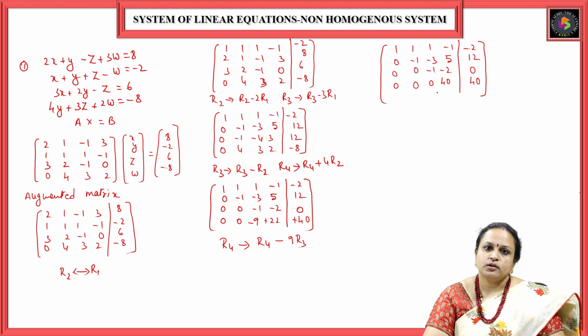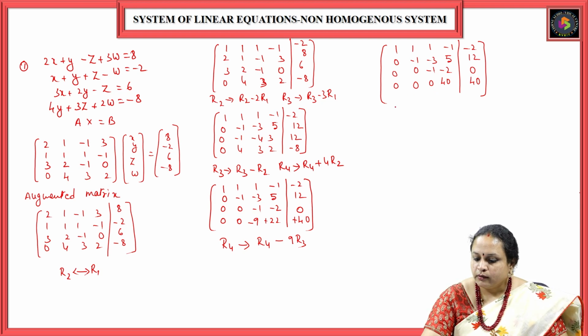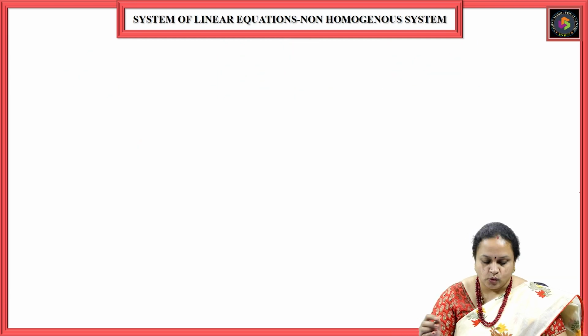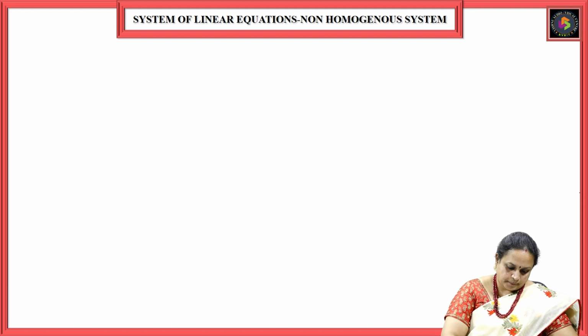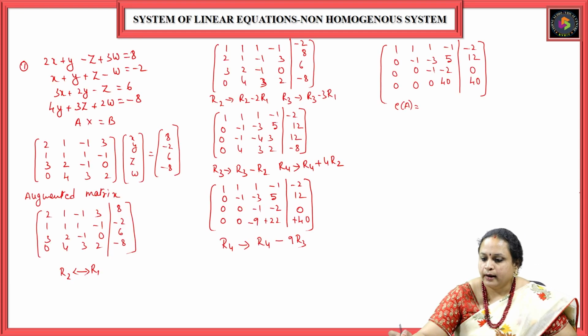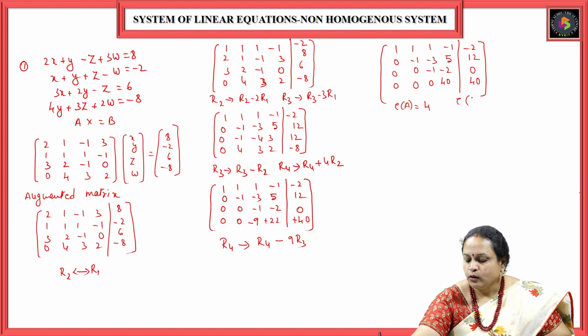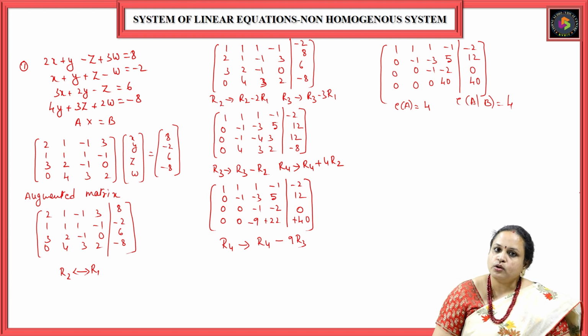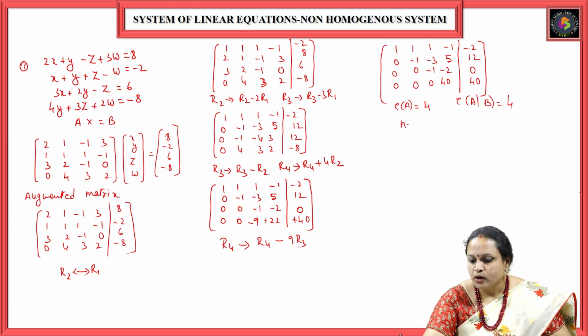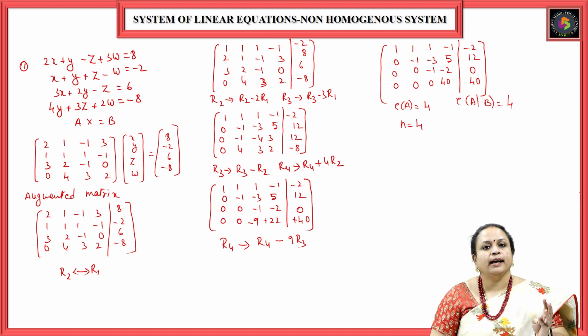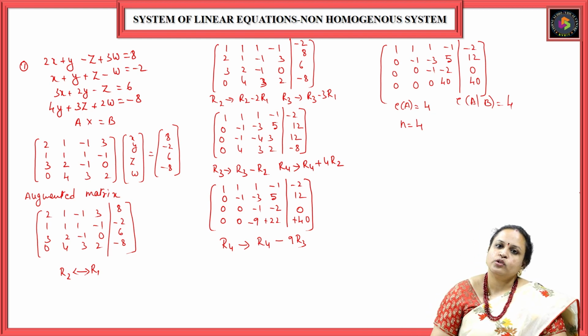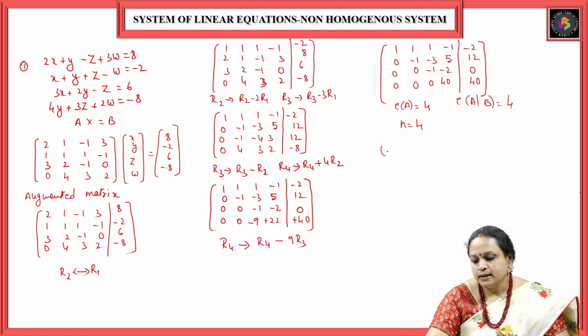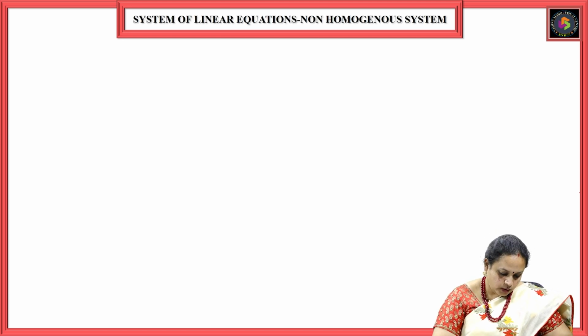Now the number of non-zero rows will become the rank of the matrix. So what we can say is, rank of A is 4 because there are 4 non-zero rows. Rank of A is 4 and rank of AB is also 4, because there are 4 non-zero rows in AB. And the number of unknowns is also 4 because we are finding X, Y, Z and W. So rank of A is 4, rank of AB is 4, and the number of unknowns is also 4. Then in this case, we are going to have a unique solution.